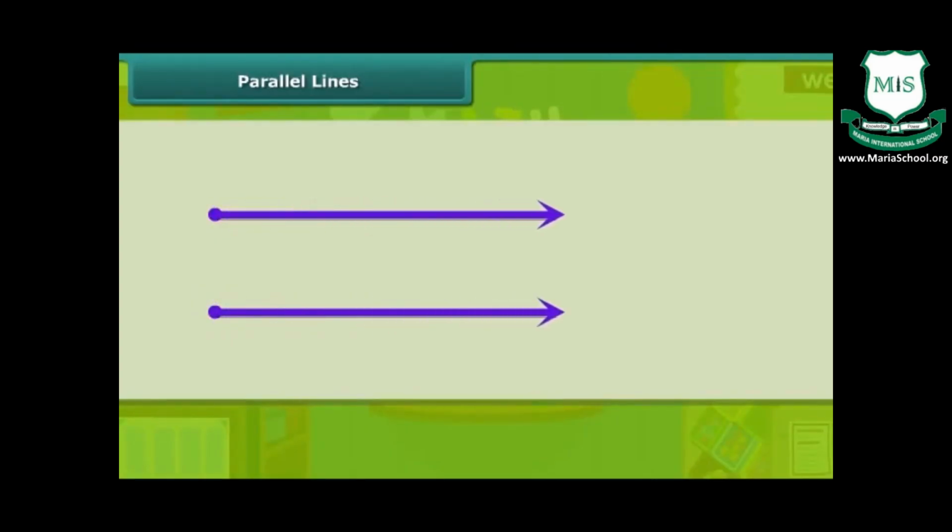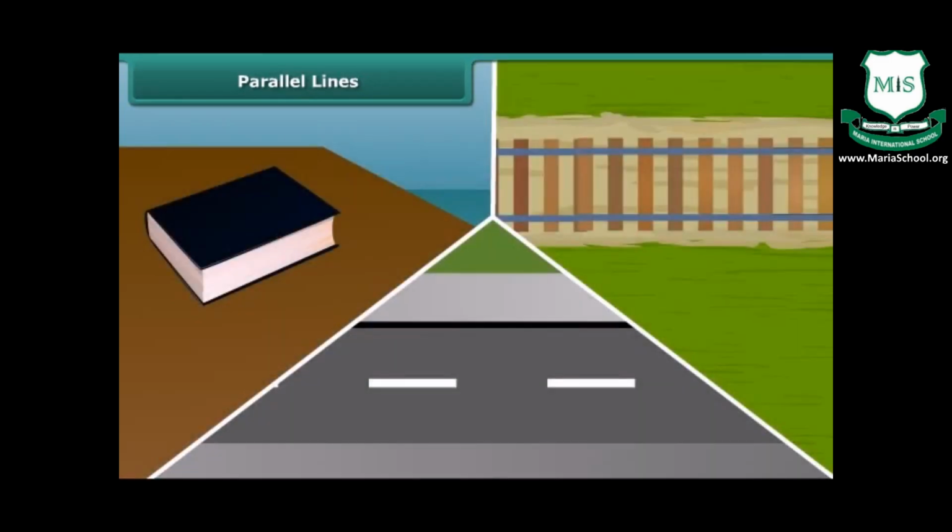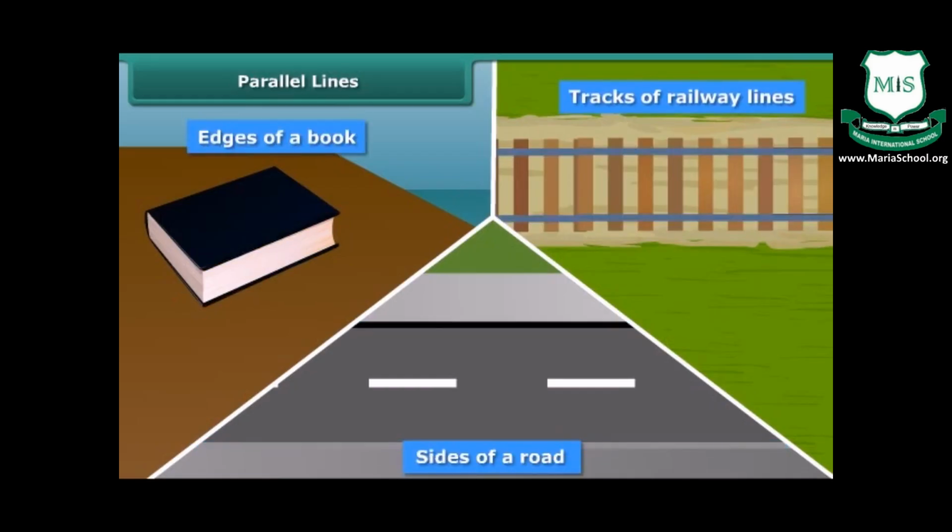Another set of lines are those which do not intersect. Such lines which do not meet at all are called parallel lines. The distance between these lines remains constant. Here, 2 lines L and M do not intersect, so they are parallel lines. A few examples of parallel lines from daily life include sides of a road, tracks of railway lines, and edges of a book.